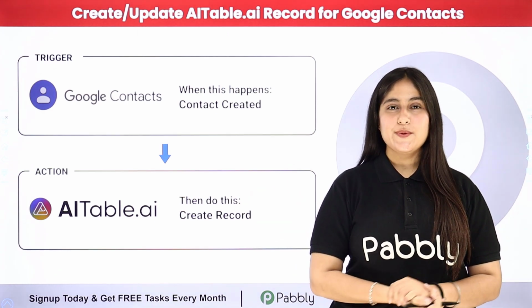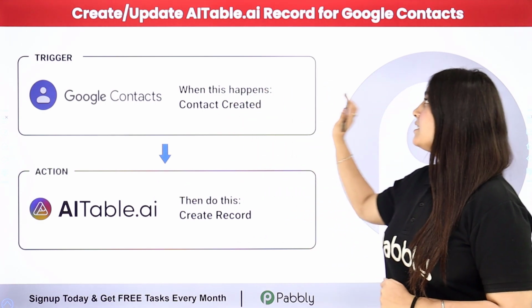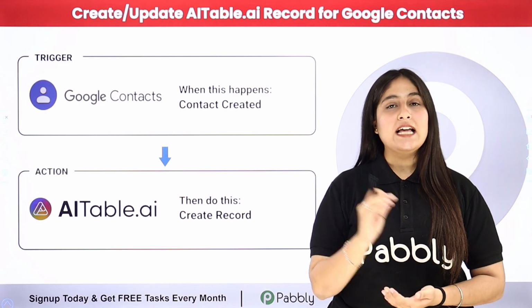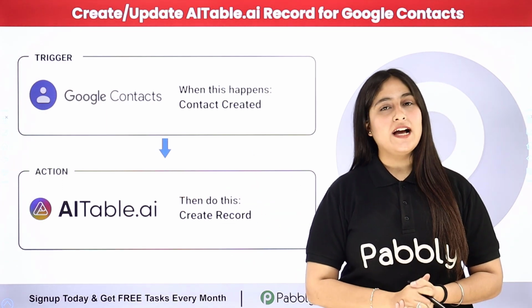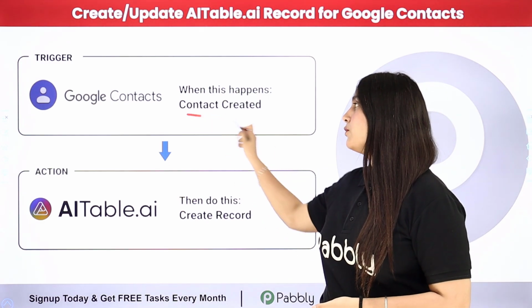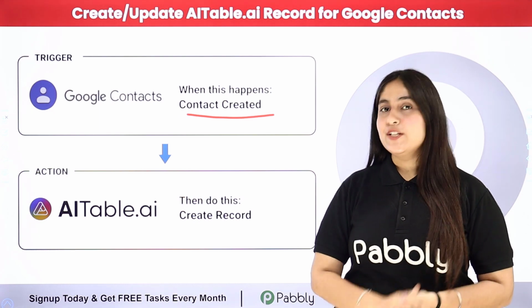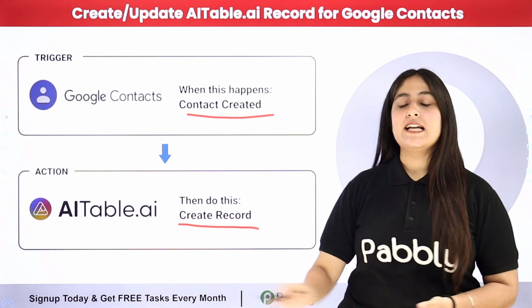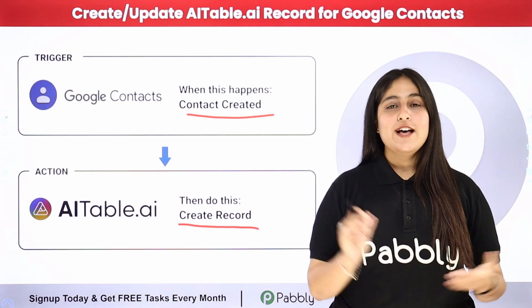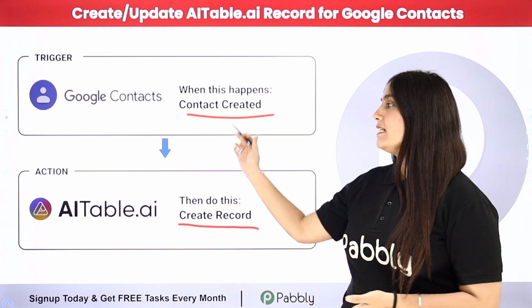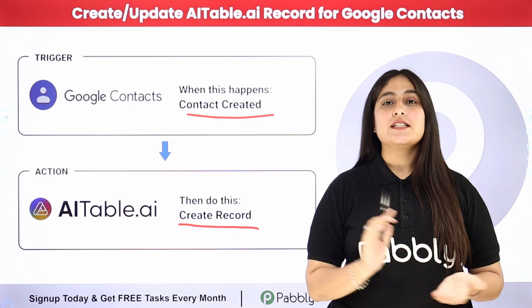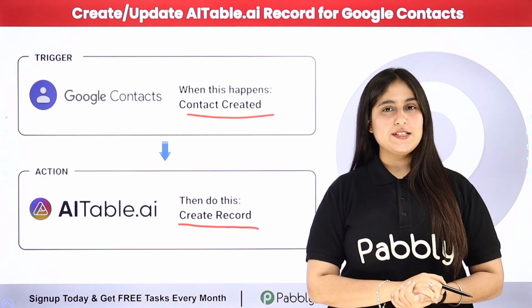So in this video, we are going to learn how to create or update an AITable.ai record for Google Contacts. I run a marketing agency and I use Google Contacts to store my clients' details. In this case, I want that whenever I create a new contact in my Google Contacts, a new record is automatically created for the same in my AITable.ai account, so that I can keep a backup of my client's information. To build this connection, I need to connect these applications using an automation software named Pabbly Connect. To learn this process step by step, let me take you to my screen.